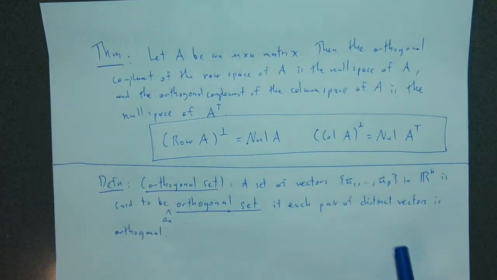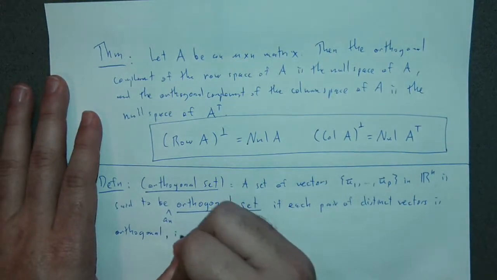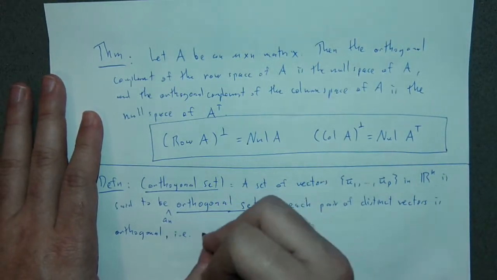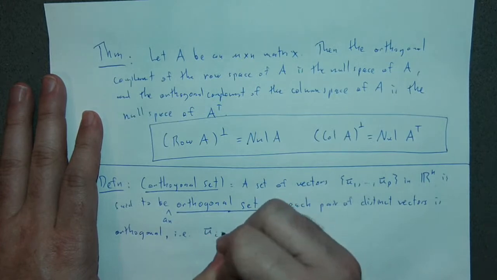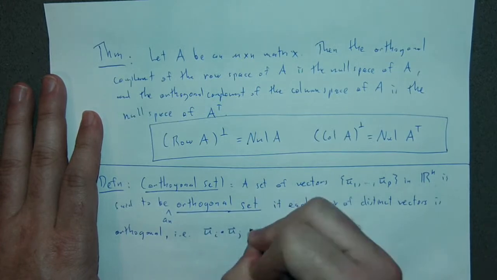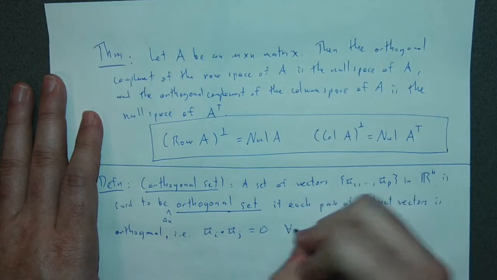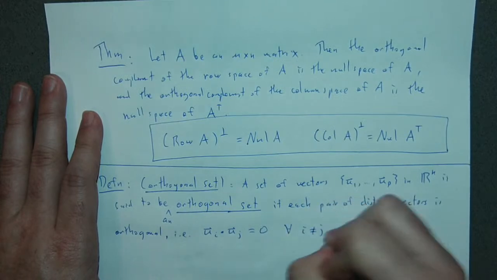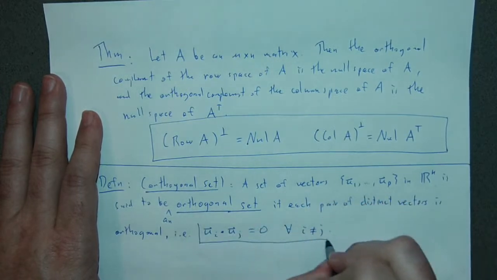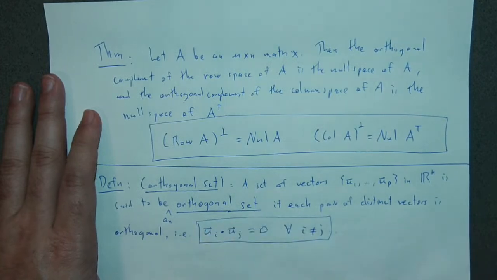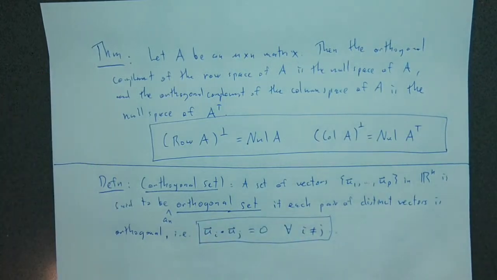Of course, this is each pair of distinct vectors in the set. Another way of writing this is ui dotted with uj is equal to 0 for all i and j that aren't equal. Okay. So that seems like an innocuous enough definition. It doesn't seem like anything too crazy.